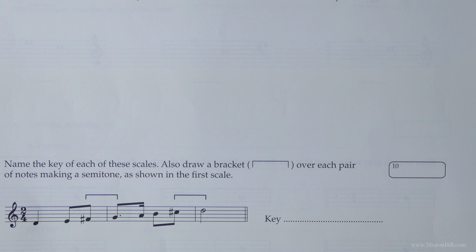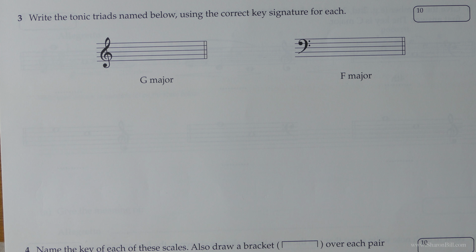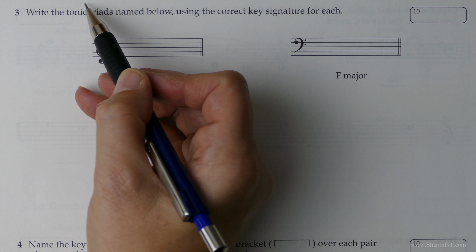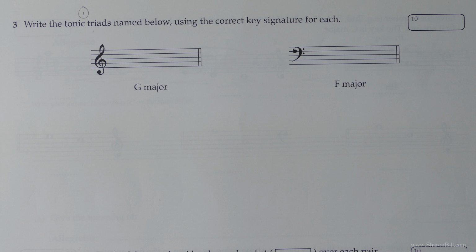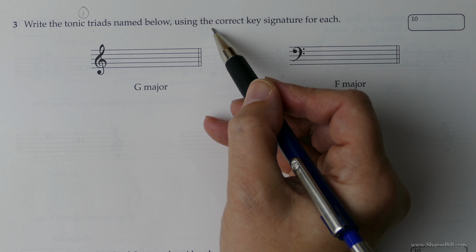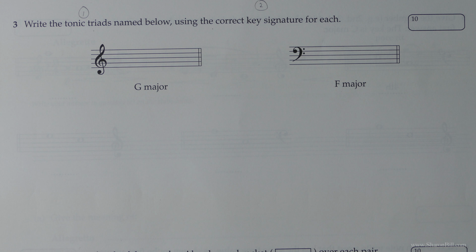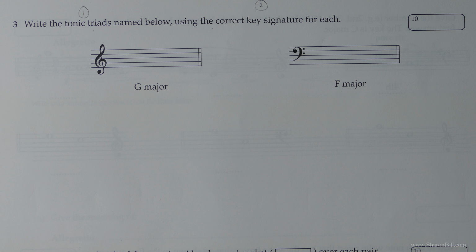So then, question 3. We're asked to write the tonic triads named below, so that's one action point that we need to complete. And then we've got to also add the correct key signature for each. And so just a bit of revision here is needed to show you what to do here.